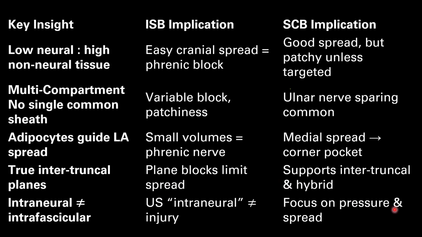This is a table which I have made considering the entire talk. So low neural and high neural, and you need to read some of the articles, particularly by Moayeri in the Anesthesiology journal, where they have come out with a quantitative architecture of the brachial plexus. They have mentioned the ratio of the neural and the non-neural tissue, how it keeps on changing when we go from cranial to caudal. And everything depends upon the adipose tissue. So it's called adipocyte-guided local anesthetic spread. So this is what has been recommended nowadays.